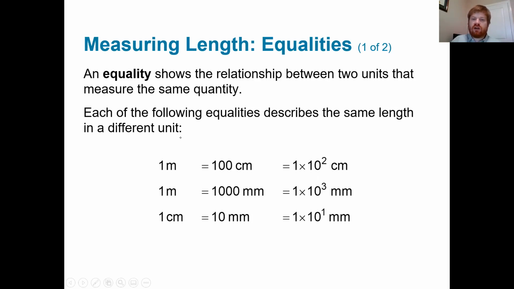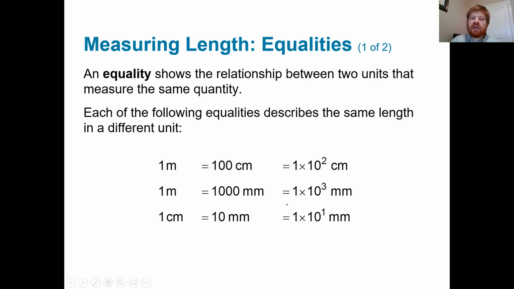Well, 1 meter is 100 centimeters, or 10 squared centimeters. 1 meter is also 1,000 millimeters, and that would be 10 to the third millimeters. Then you could also do an equation where you have 1 centimeter. Well, 1 centimeter equals 10 millimeters.